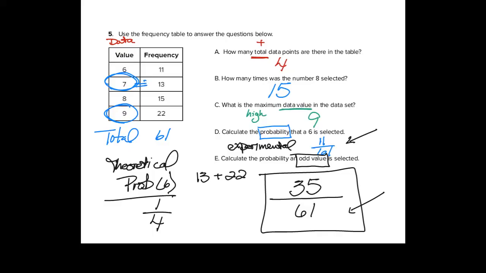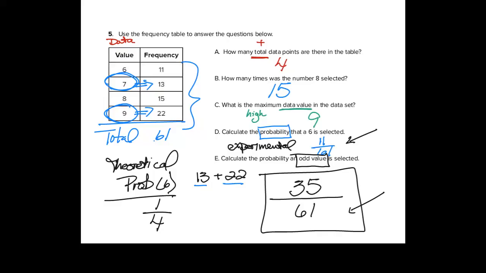Well, 7 came up 13 times out of the total of 61. 9 came out 22 times out of the total of 61. So to get an odd value, I would add the number of times that we got 7 plus the number of times that we got 9, which is 13 plus 22, which is a total of 35 between those two odd numbers, out of adding all of these numbers together, which is 61.